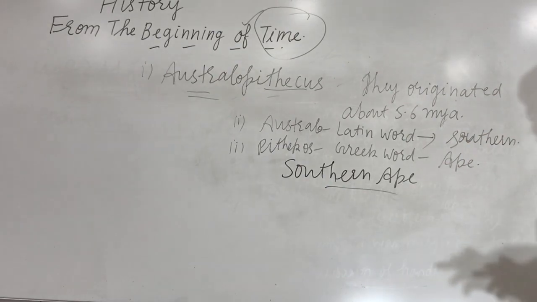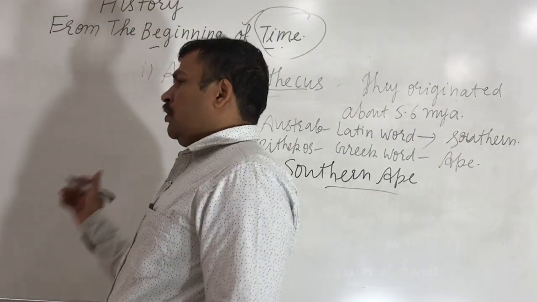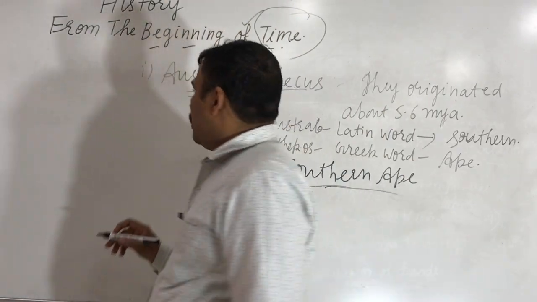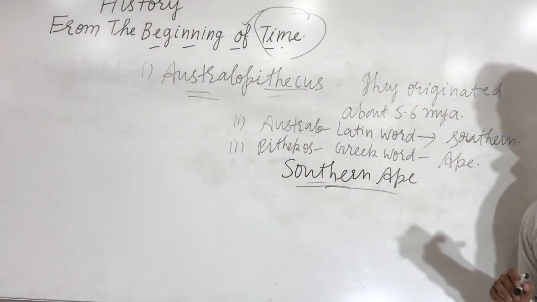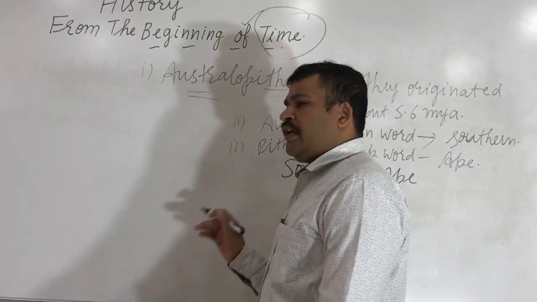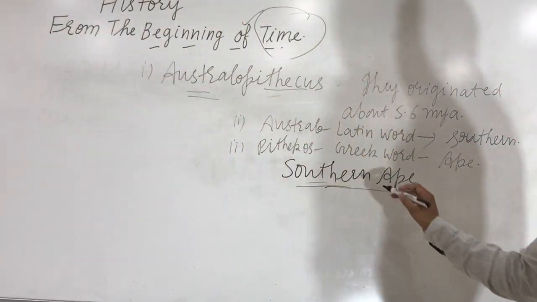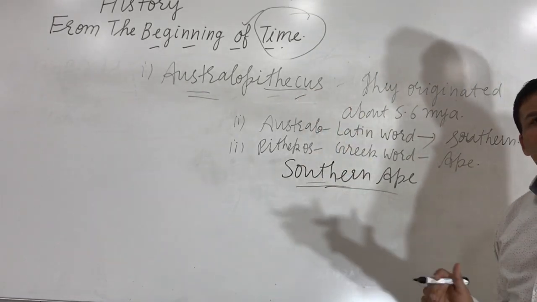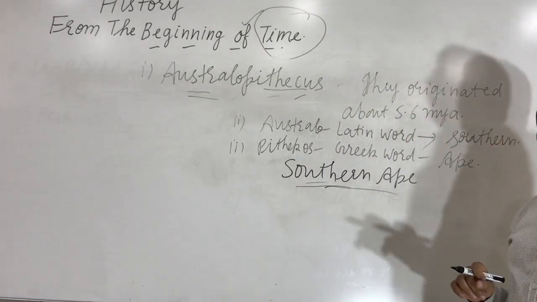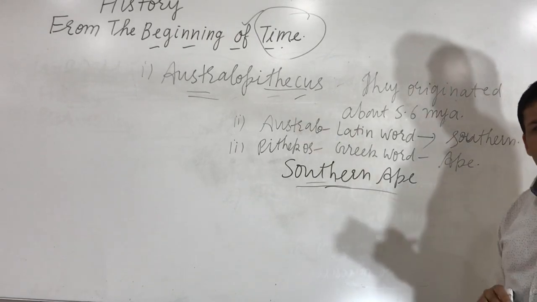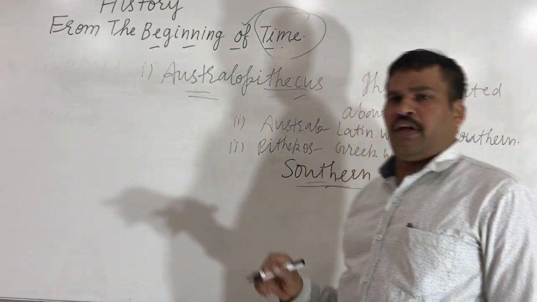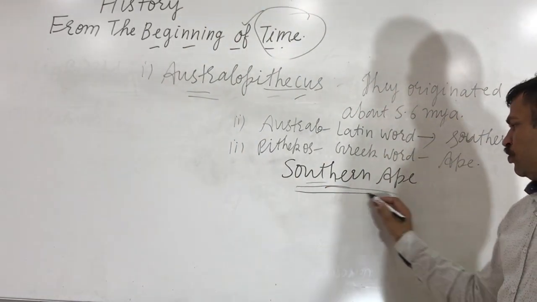It means the apes found in the south part of the world or continent are known as southern ape. But we do not have any evidence that these apes were found in the south part. Maximum evidence says that Africa is the place where humans originated. The countries are Kenya, Ethiopia, Somalia, Uganda, and Tanzania. These are a few of the countries where evidence of human beings is found, from the beginning.